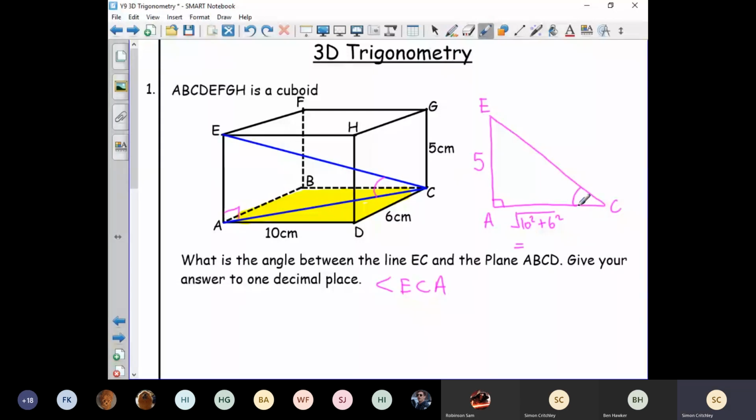We've got 11.66. Yeah, nice. I think I might keep that as an exact value for the time being. So I think the square root of 136. That makes sense? Yeah, I think so. So I can leave it like that now.